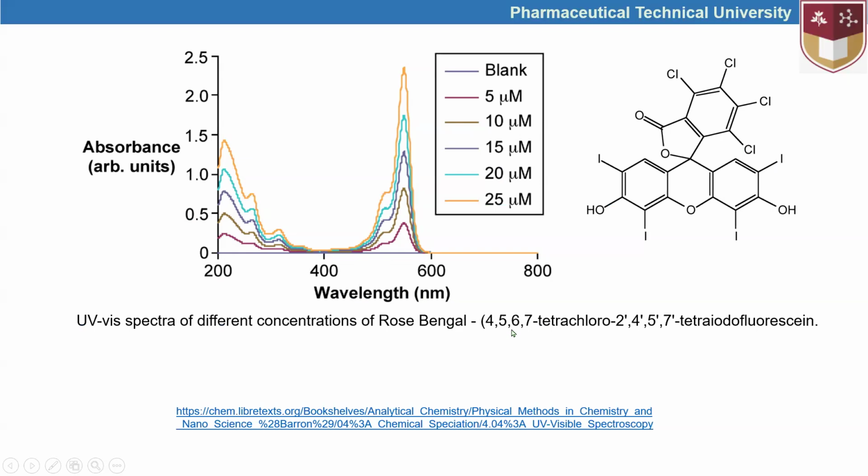Rose Bengal, 4,5,6,7-tetrachloro-2,4,5,7-tetraiodofluorescein, shows this kind of small spectrum at 5 micromolar dose. As the concentration increases to 10, 15, 20, and 25, we can see higher intensity of absorbance around, let's say, 530, and how much? About 550, something like that.